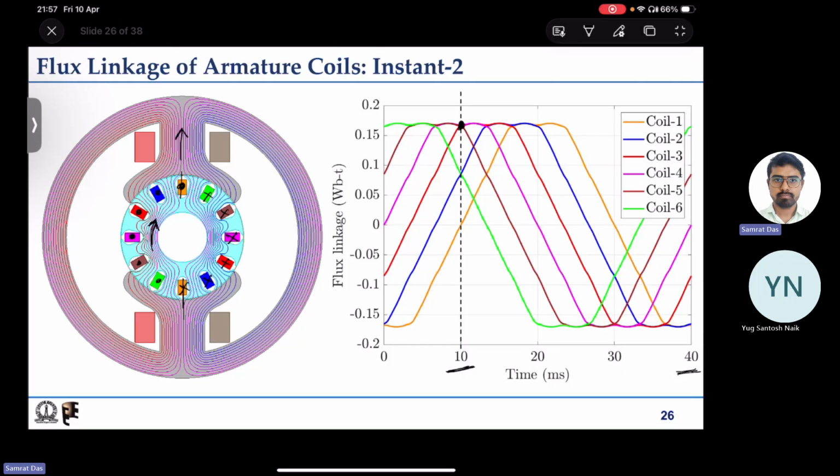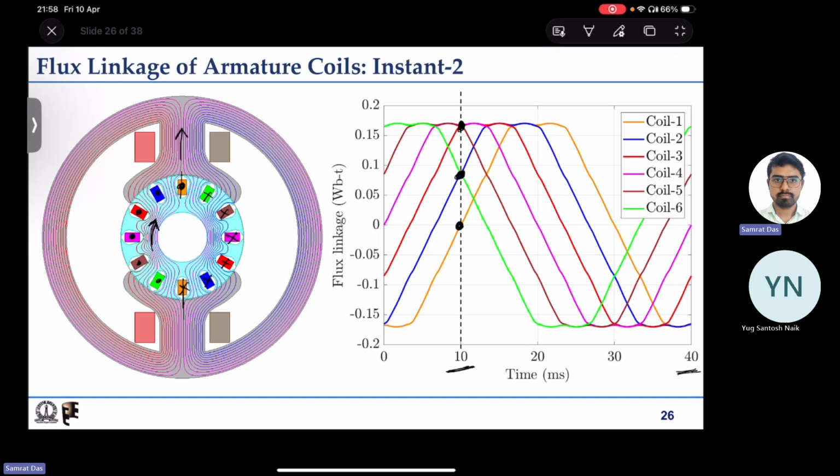as indicated here. Now what about the brown one? The very next one, the brown one, also has positive flux linkage of almost the same magnitude. What about green? Green also has positive flux linkage but of reduced magnitude. The magnitude has reduced a bit. What about orange? Orange has zero flux linkage.